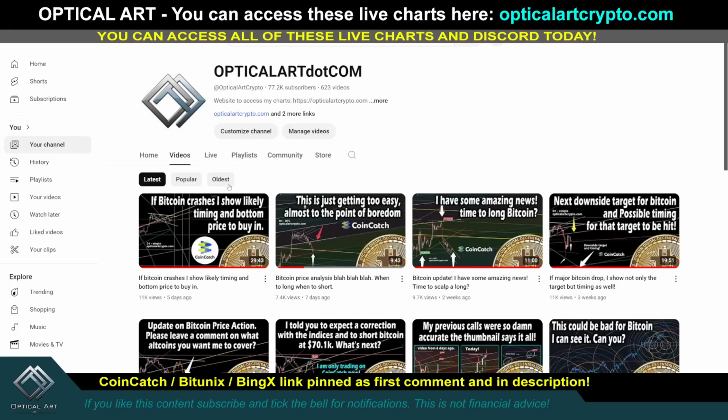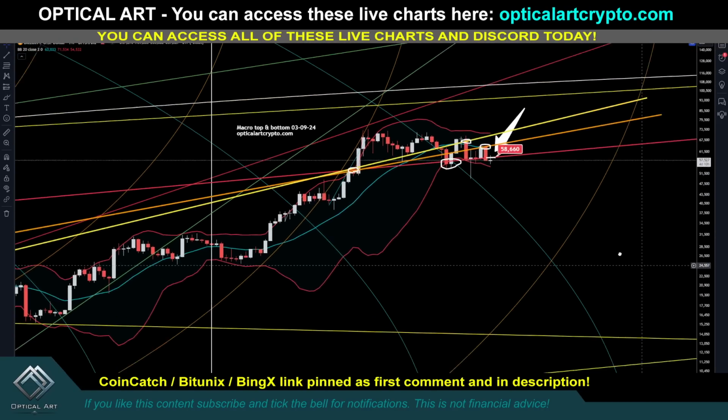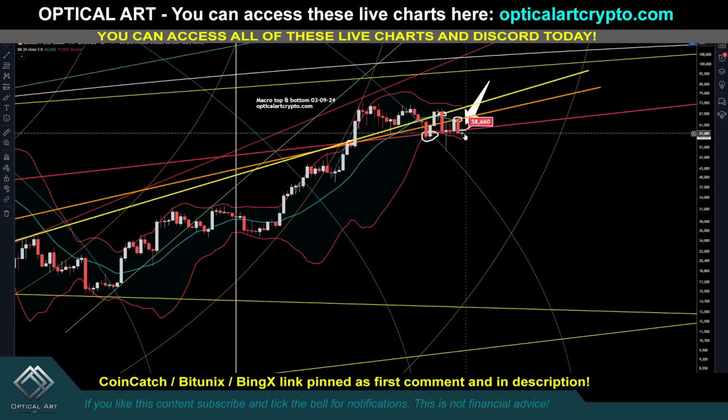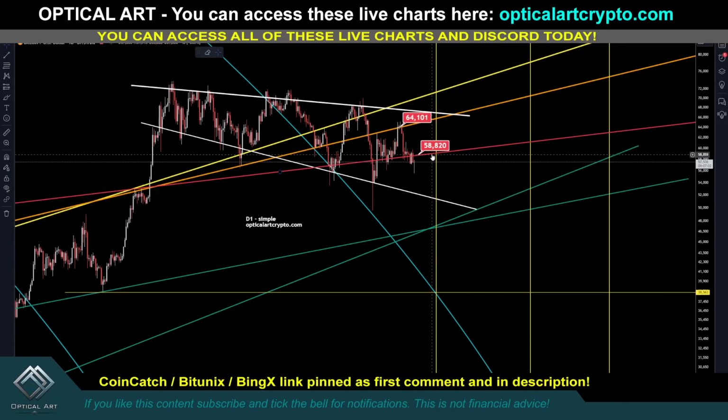If you want to go back and watch it, it's this one here. I'll put a link up to it now. I did give you targets below. So I covered that if we continue down, I gave you likely points and timing for a potential bottom. So do watch that video. And actually, it's this chart here.